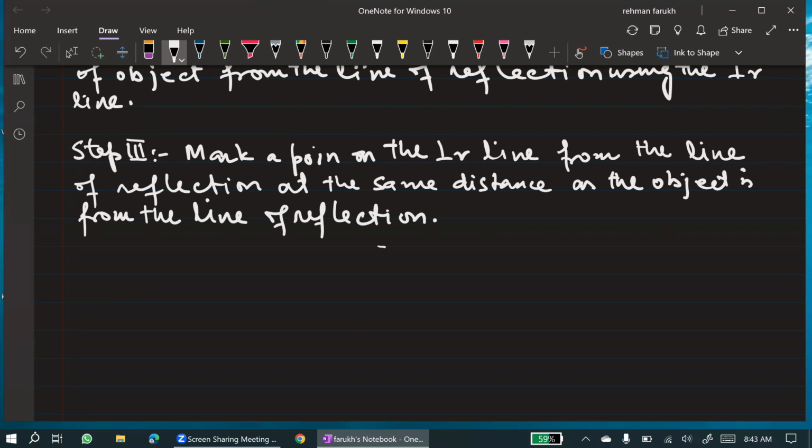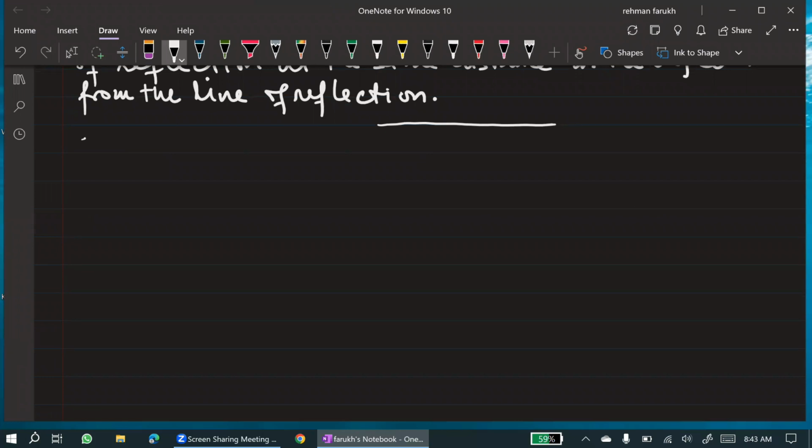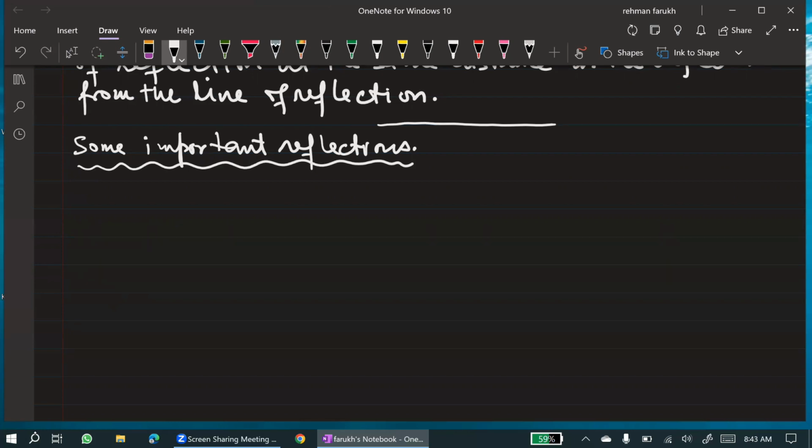Now, some important reflections. There are four important reflections you will have to memorize. Number one, reflection in x-axis.